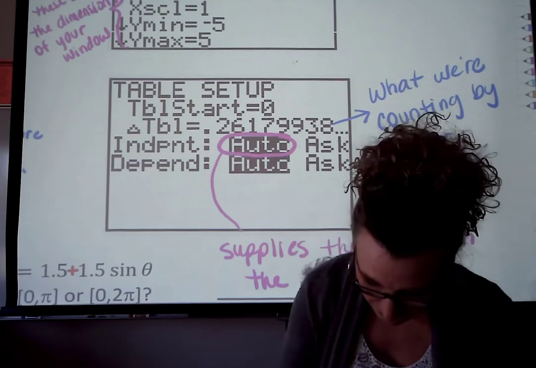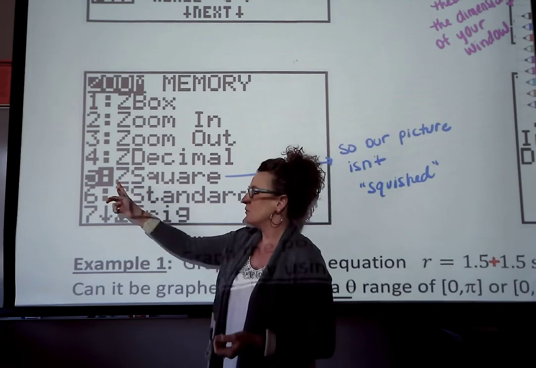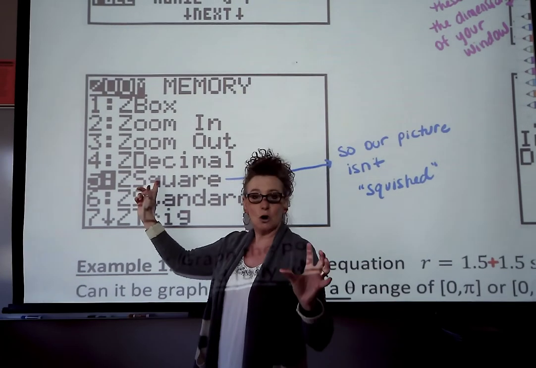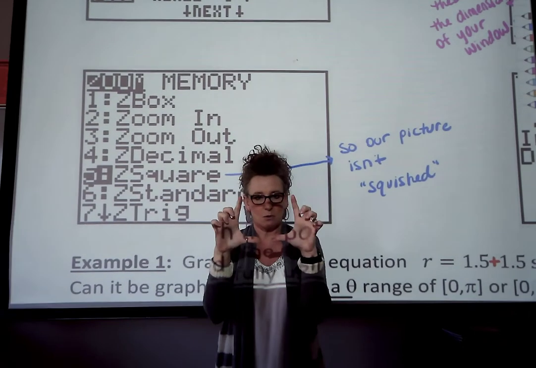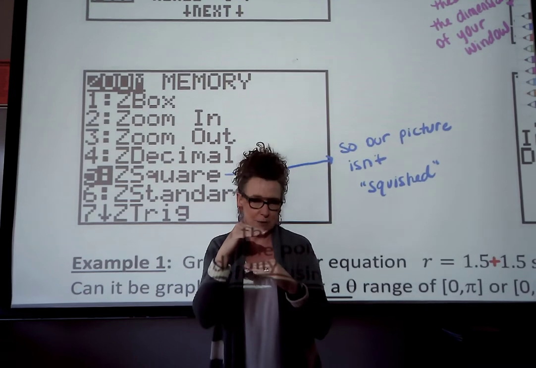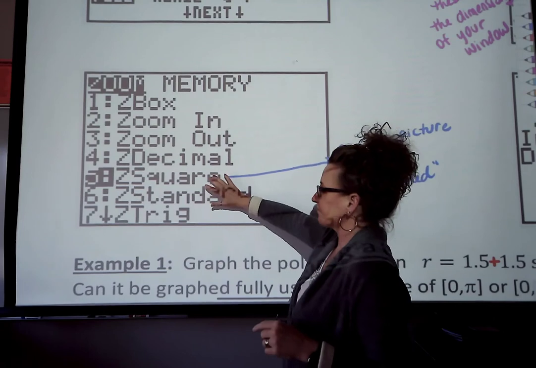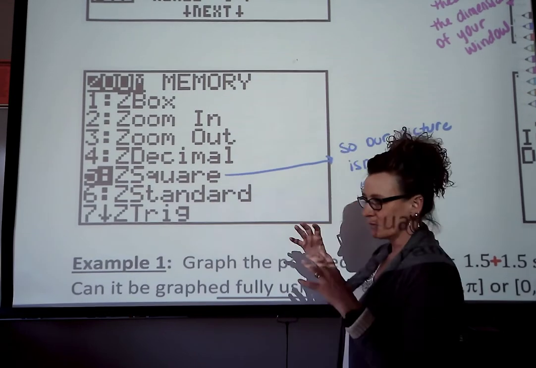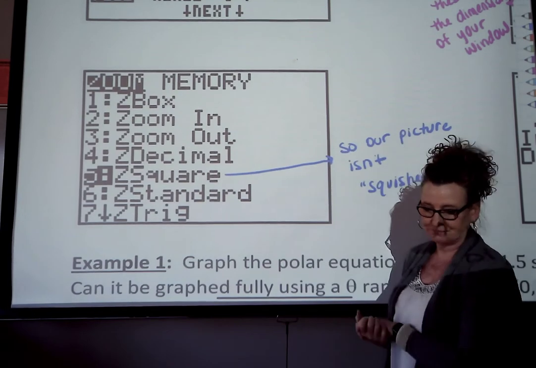Okay? And then for zoom, and this is kind of optional, when you graph, if you do a zoom square, since the window on your calculator is rectangular, sometimes you get kind of a squished image of your graph. And if you set this to square, it'll kind of unsquish it and make it nice and properly proportioned.